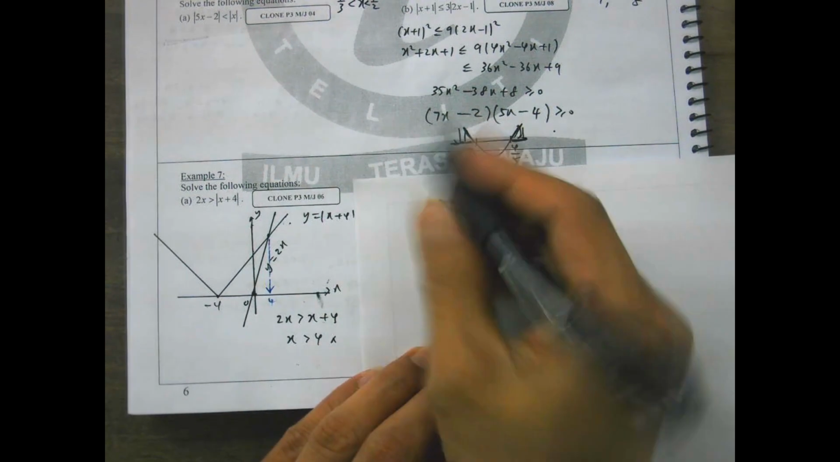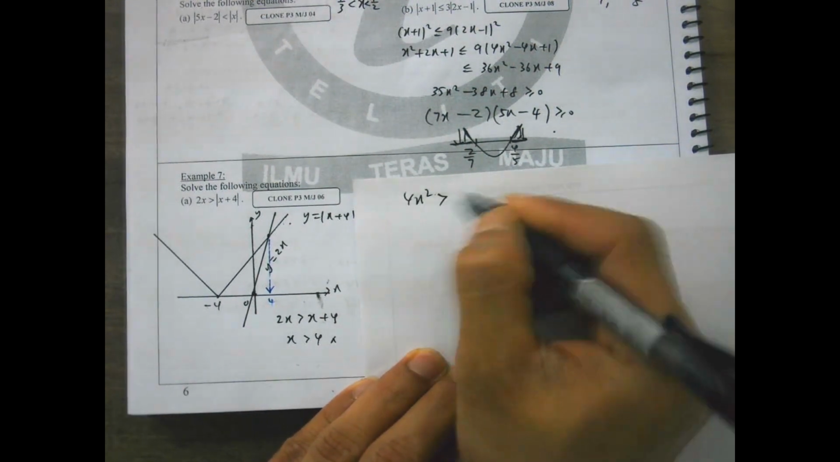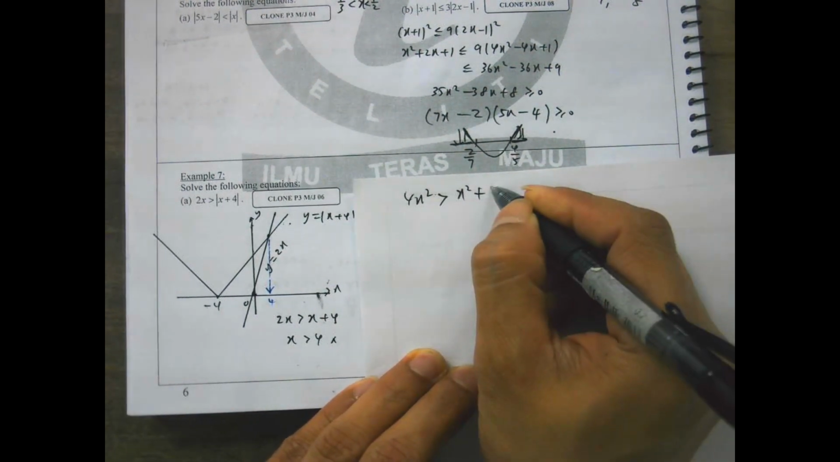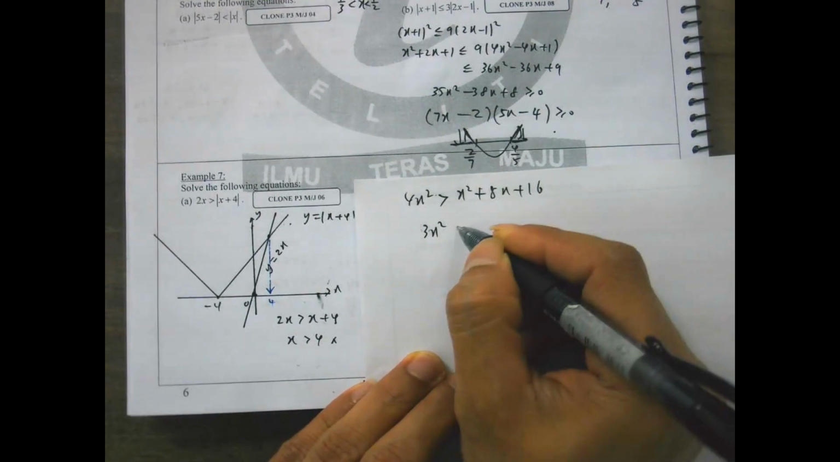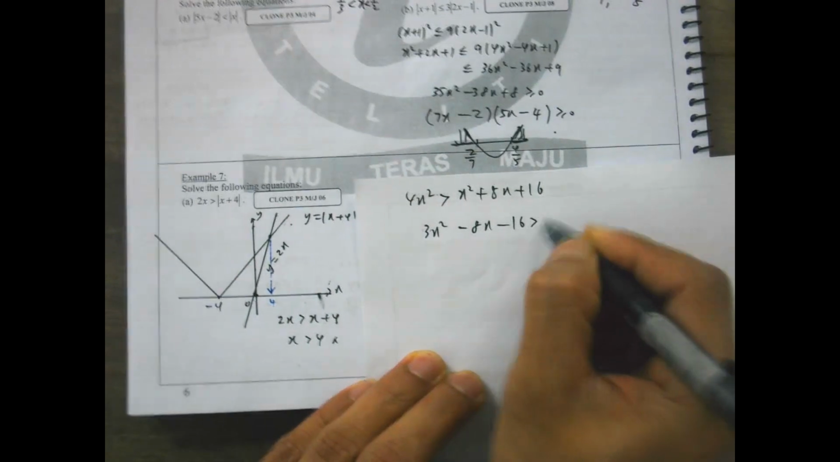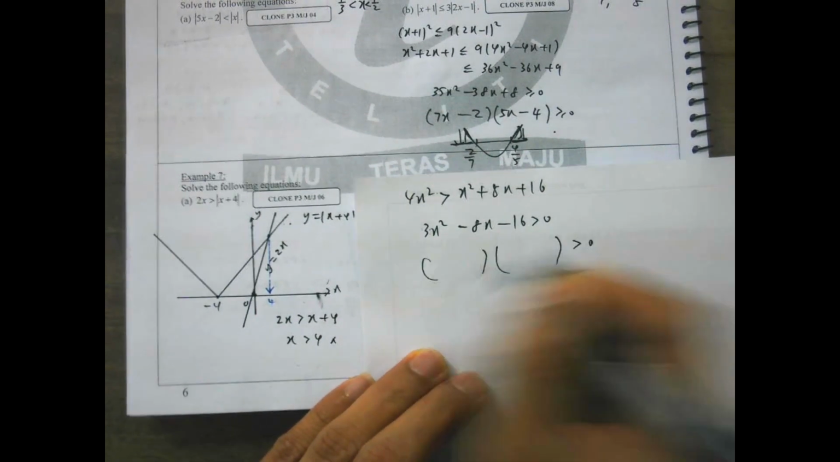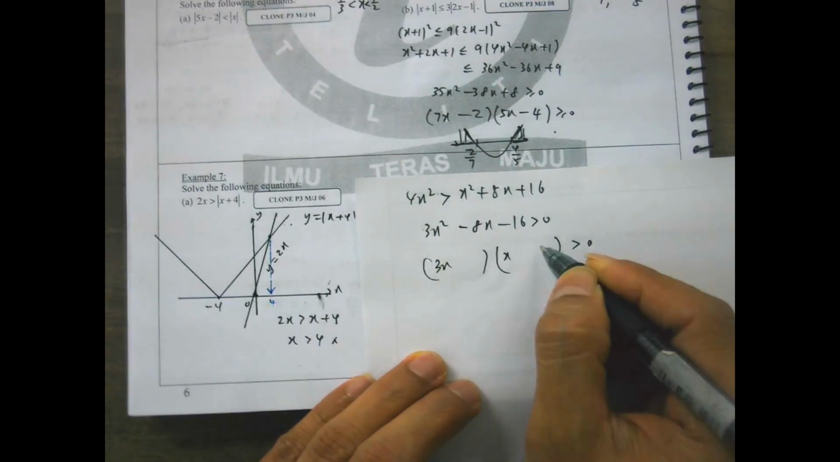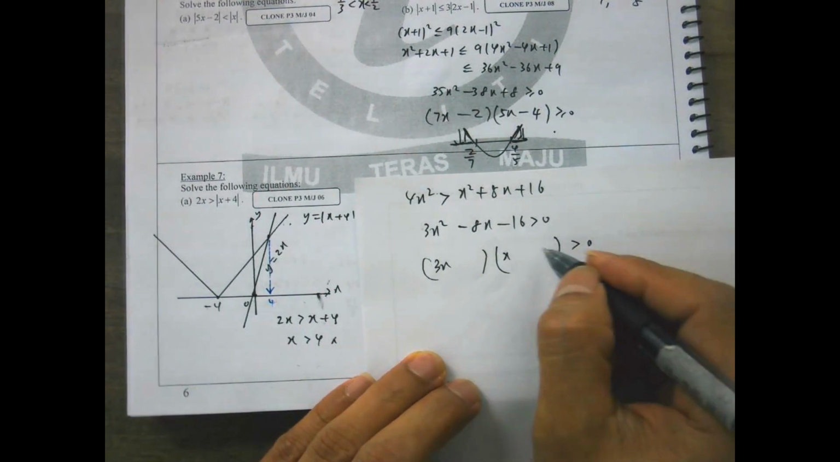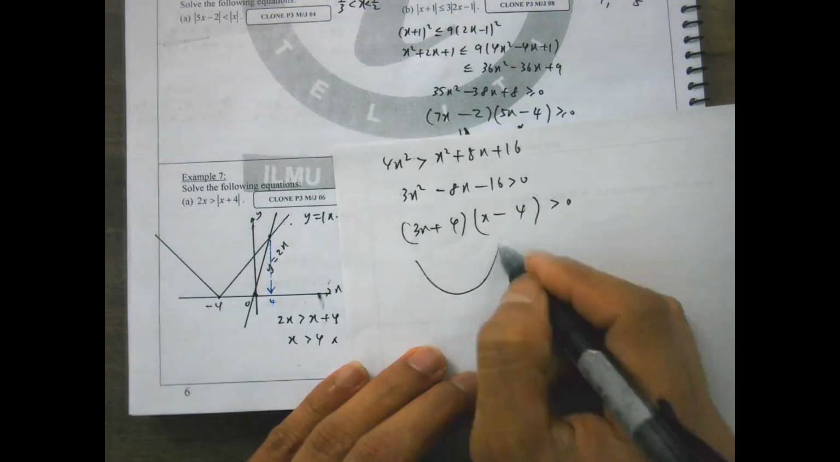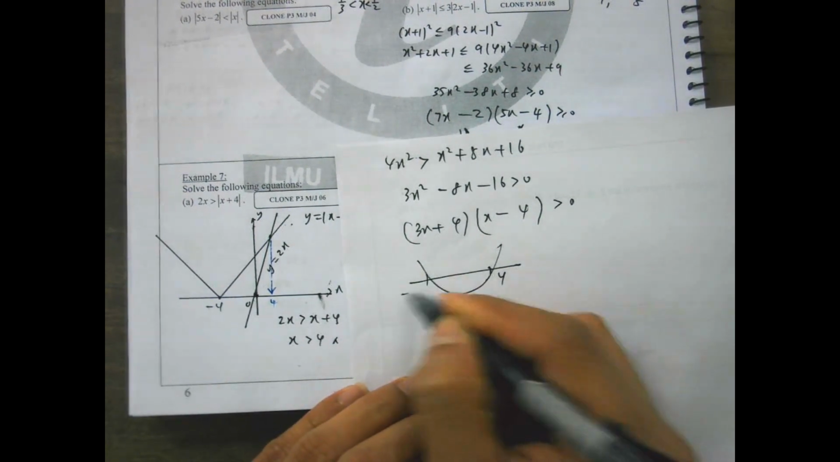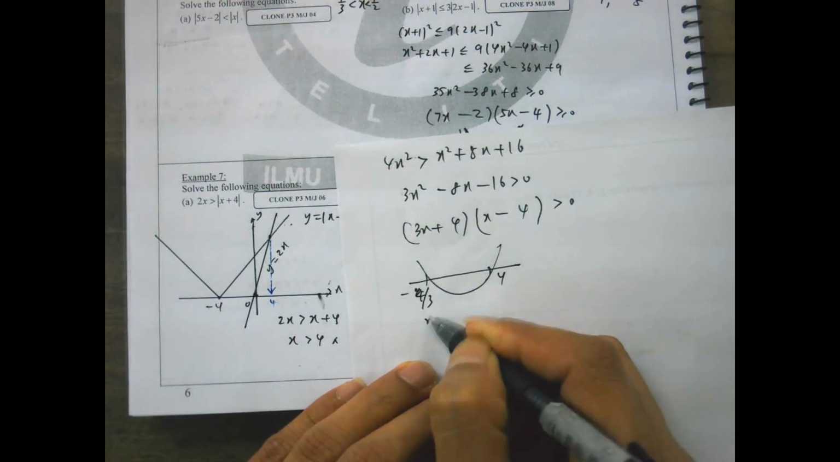Okay. If you were to do the squaring, some people will go in square left and right. So what did they get? They get 4x squared greater than x squared plus 8x plus 16. Then they bring over 3x squared minus 8x minus 16 less than 0. And here you have how many solutions? 48, 12 and 4, right? 12 and 4, minus and plus. So when I sketch my graph, I'll get this and this.